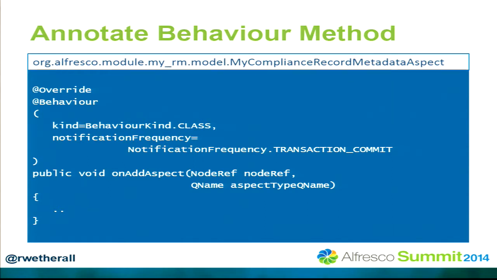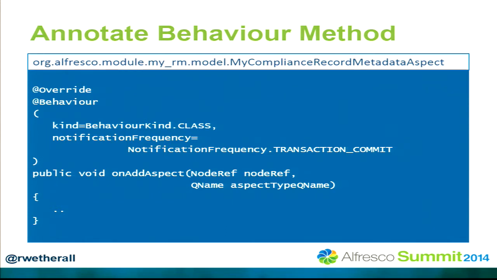So that there is enough information for the annotation to kick in and actually wire this method up to that on-add aspect behavior. Now, those of you who have done this before using the policy component will know there are a couple of things missing here, and that's because these annotations make some assumptions for you. The first is that if you don't specify the name of the policy, they will assume that the name is the method name, okay? Which, if you implement the interface, is always true. Which again is why it's good practice to implement the interface, and it's one less thing to worry about.